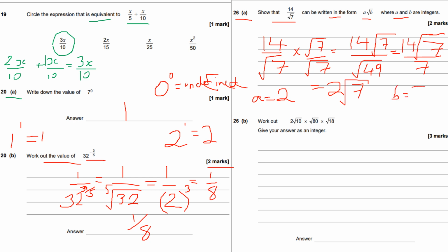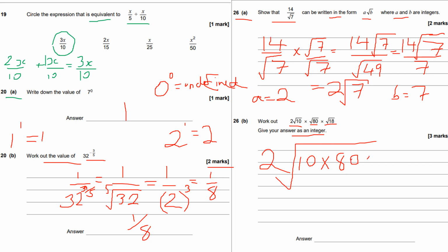Okay, question 26b, work out 2 root 10 times root 80 times root 18. Give your answer as an integer, so it's a bit more tricky. So I'm going to do root 10 times root 80 times root 18 here in one go, okay? So I'm going to have 2 lots of, okay? I'm going to have 10 times 80 times 18 here.